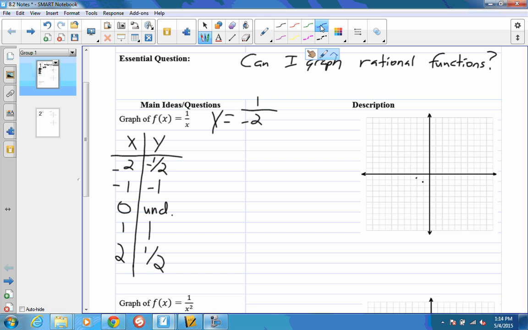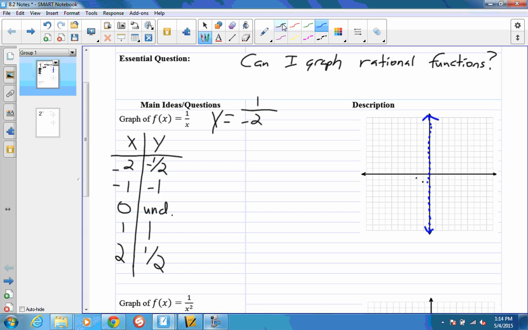When you get a value of undefined, what do you think you're going to put there? Not nothing. I'm not going to mark a point. What did I have on graphs that I could get really close to a value, but can never actually reach? An asymptote. When you get an undefined value, that is an asymptote. If I plug in 0 for x, I get an undefined value. That means I can't plug in 0 for x, meaning I have a vertical asymptote at x equals 0 on the y-axis.